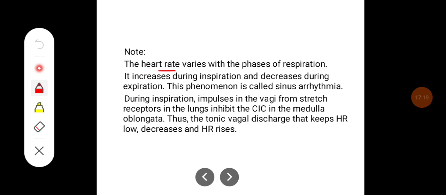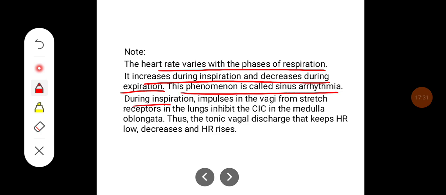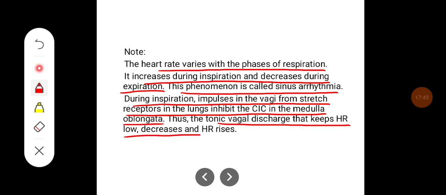Note that heart rate varies with the phases of respiration. It increases during inspiration and decreases during expiration, and this phenomenon is called sinus arrhythmia. During inspiration, impulses in the vagi from stretch receptors in the lungs inhibit the cardiac inhibitor center in the medulla oblongata. Thus, the tonic vagal discharge that keeps the heart rate low decreases and heart rate rises.